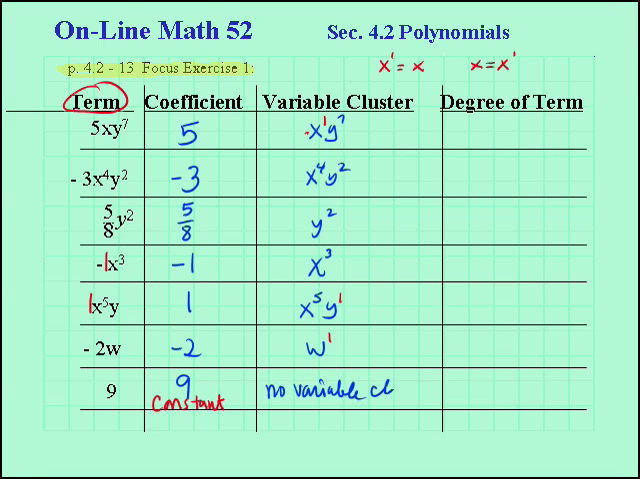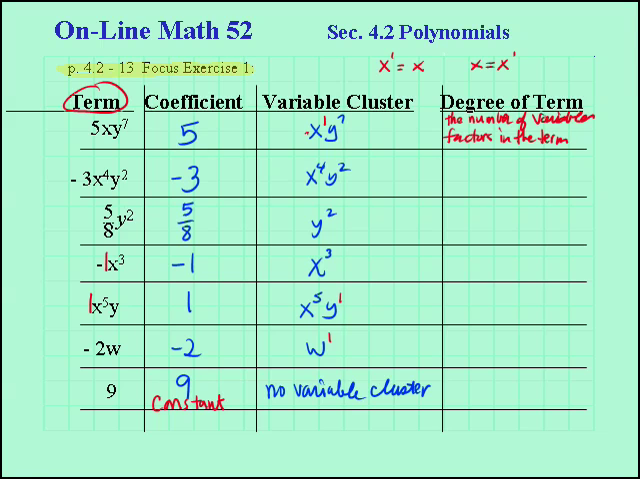So I'll just write that in real quickly here, or you could write none, that'd be okay. Now the degree of the term, hopefully you've done the reading already, but I'll just mention briefly, the degree of a term is the number of variable factors in the term. The number of variable factors in the term.